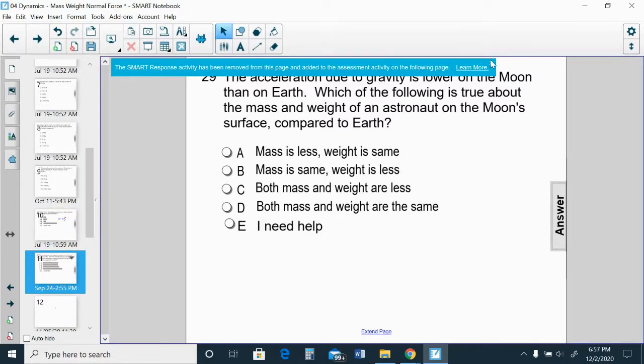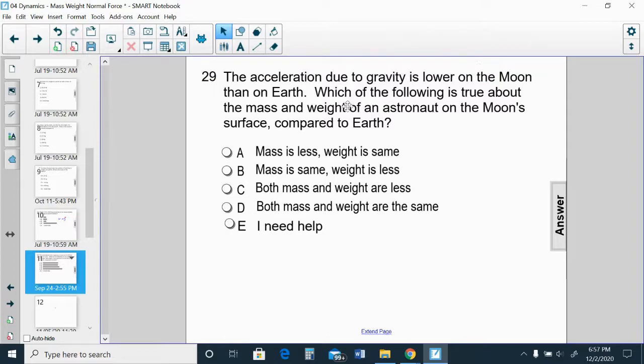The acceleration due to gravity is lower on the moon than on Earth. Which of the following is true about the mass and weight of an astronaut on the moon's surface compared to Earth? So the correct choice here is B. Again, no matter what planet or moon you are on, mass will always be the same. Weight will be different, and in this case, since the acceleration due to gravity is lower on the moon, the weight will also be lower.